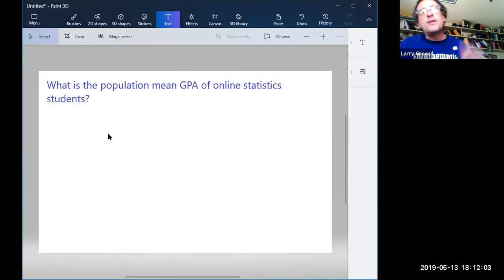And we know it's the best estimate that we can get from a survey because, if you remember, the sample mean is an unbiased estimator of the population mean. That was something we had in chapter 7.